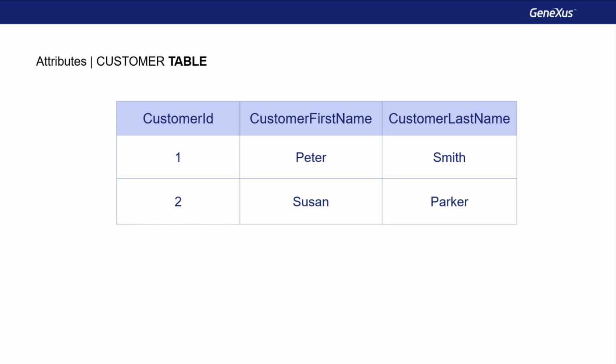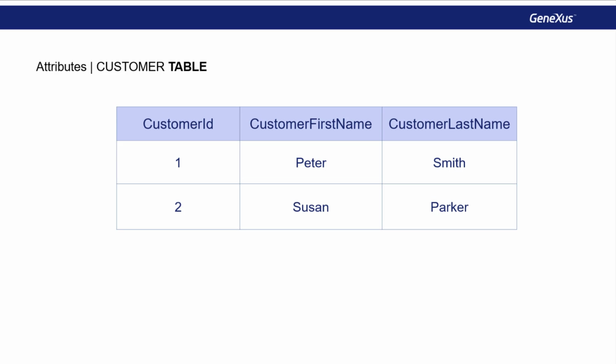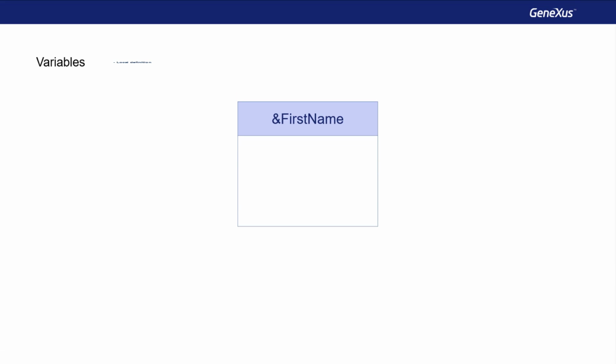Most GeneXus objects allow defining variables. These variables are local, which means that they can only be used within each object. To make reference to a variable, the ampersand symbol must be used. For example, ampersand total.